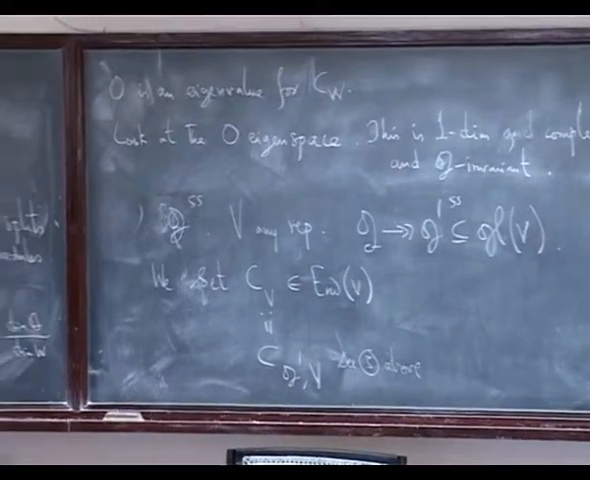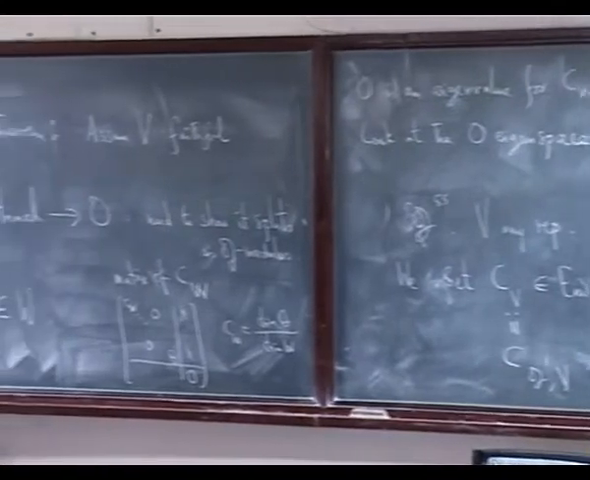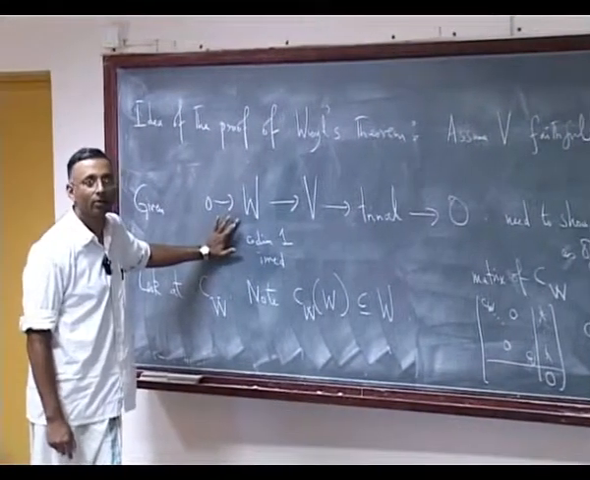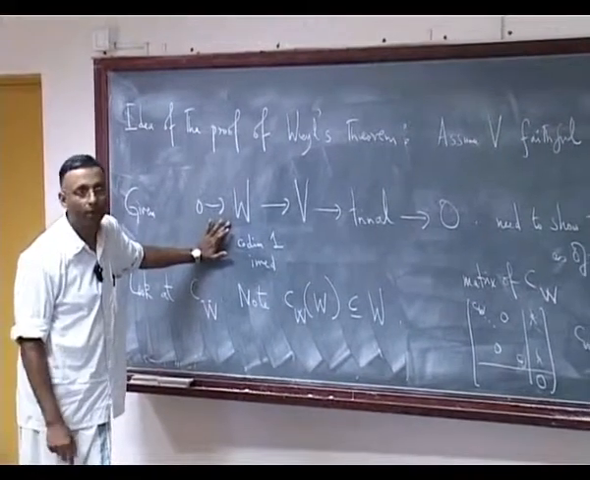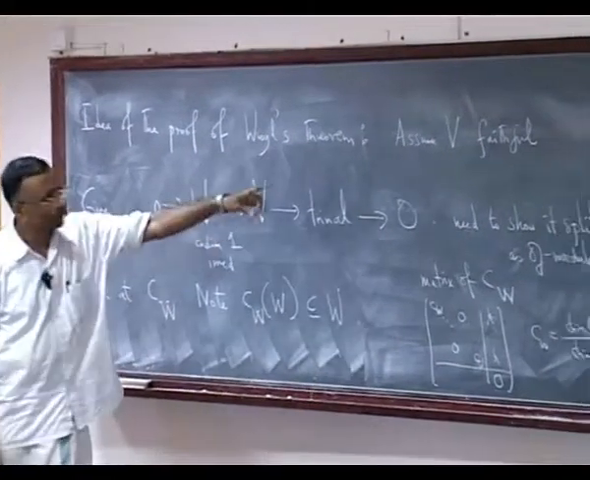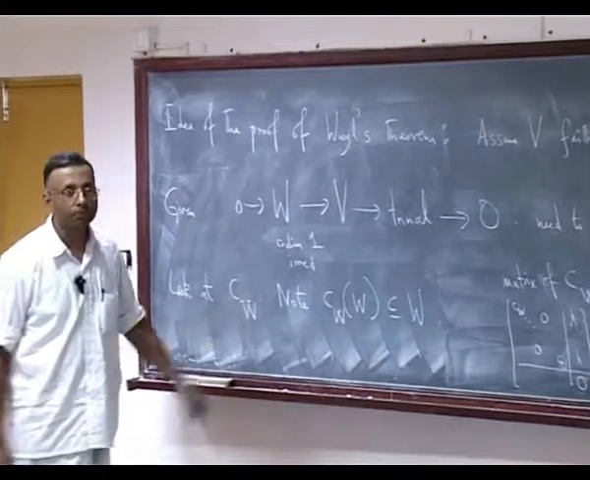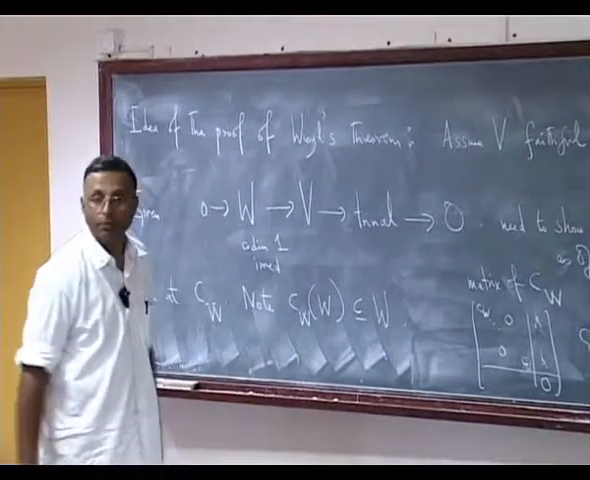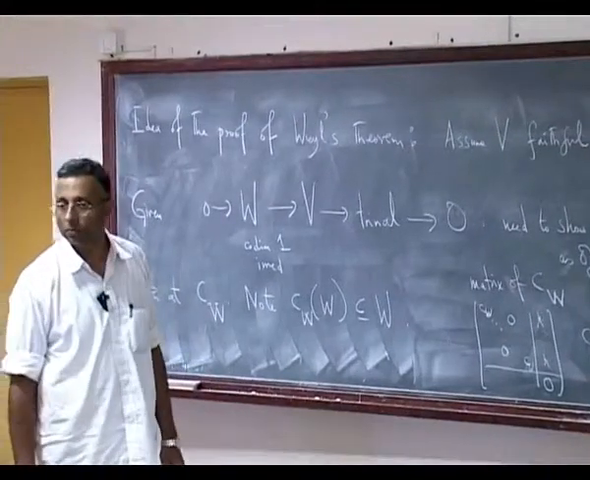So what we wanted was something invariant and a complement to W. The answer is that the 0 eigenspace does the job of this C W. Okay.